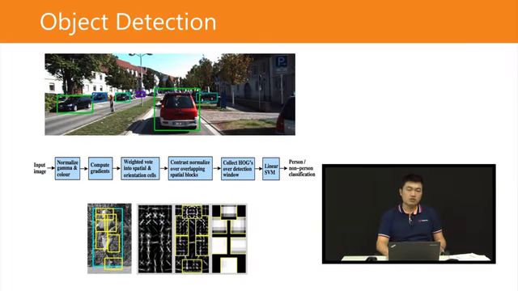Then let's move on to object detection. The first task when you drive a car on the road, if it's an autonomous vehicle, you want the vehicle to detect what's in front of it or what's surrounding the vehicle, such that it can determine whether it's safe to go straight or you should make a turn and so on. So let's talk about two algorithms used for this purpose.